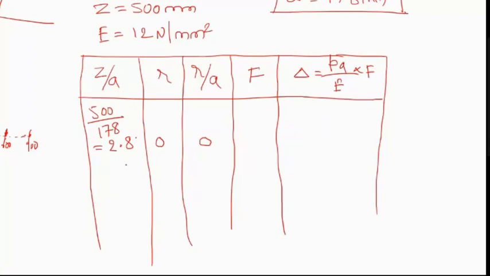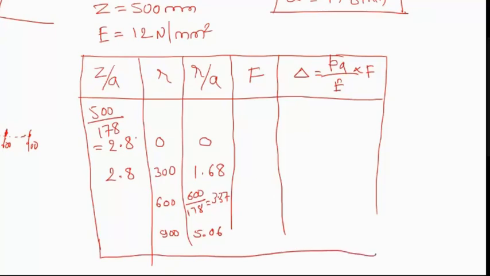Next, Z by A is throughout the same, Z is not changing, so it is 2.8. When R is equal to 300, hope you are getting the next one. 1.68. Very good. Next for 600, 3.37. 600 divided by 178, 3.37. Next is 900, how much? 5.06. These are the values which we need.